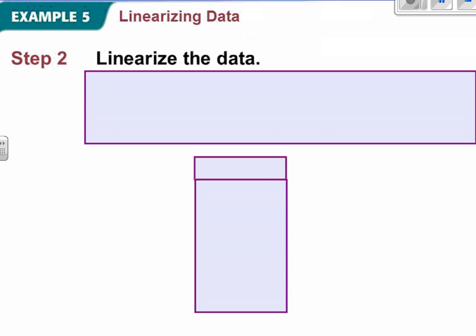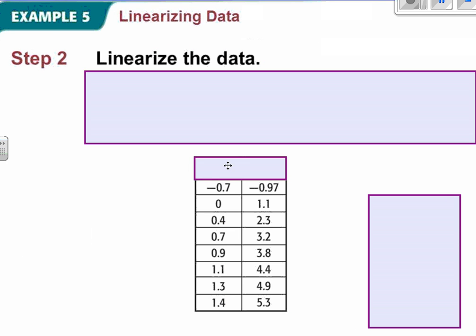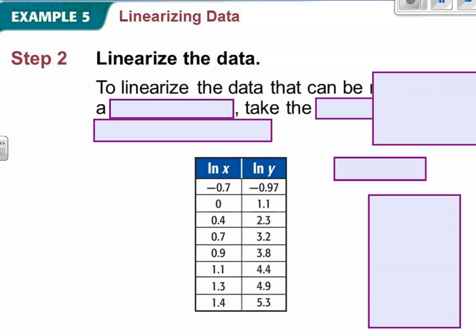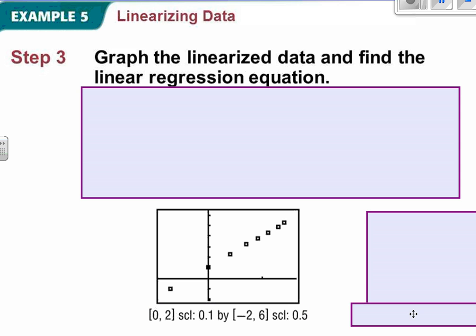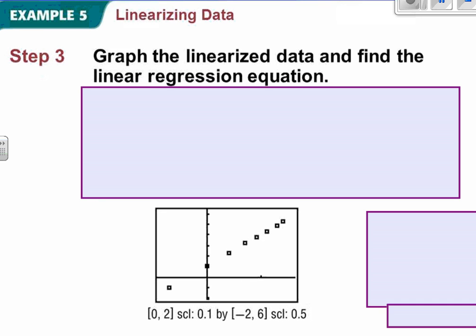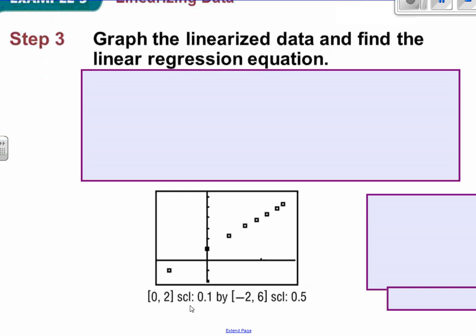I'll go to this slide and I will show you the linearized data. And let me get rid of that. And here's what that scatter plot should look like. Does it? Okay, so look at my scale. Maybe change your scale to be my scale. My scale goes from 0 to 2 by 0.1 and from -2 to 6 by 0.5. So see if you can change that to that and have that.